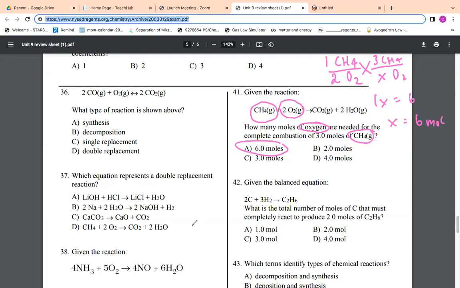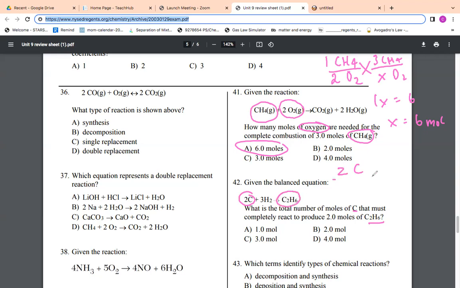Okay. Number 42. What is the total number of moles of carbon that must completely react to produce 2 moles of, that looks like ethane. Ethane. Okay. Again, moles and moles, so another ratio. They're talking about carbon and they're talking about ethane. So I'm going to circle these 2 things. I'm going to set up my proportion.